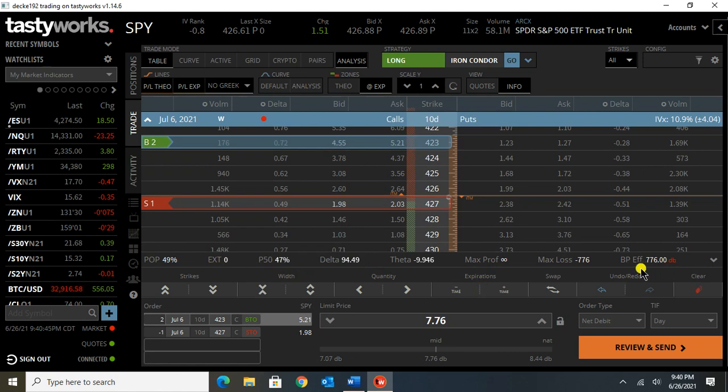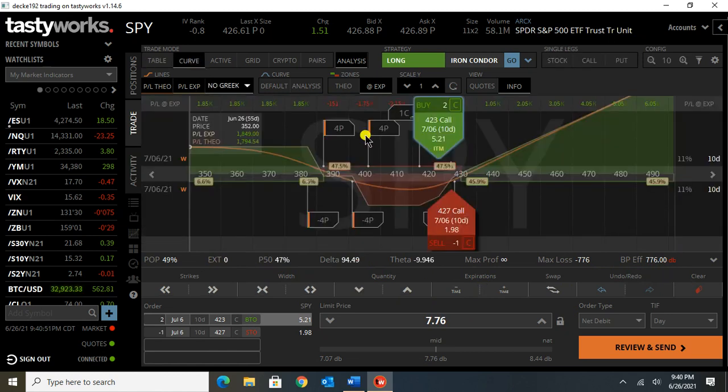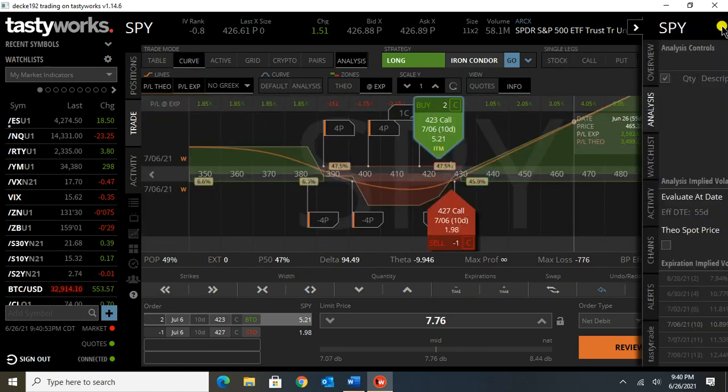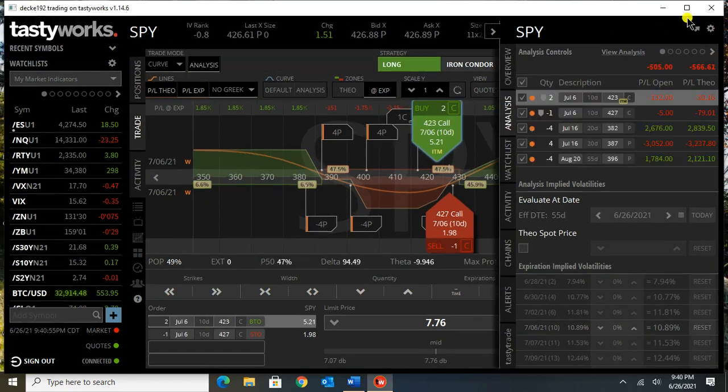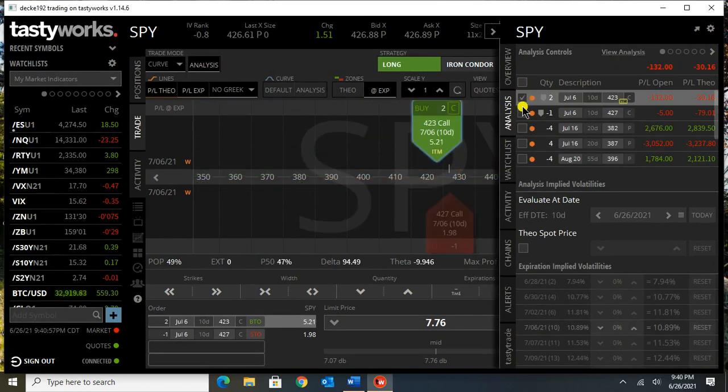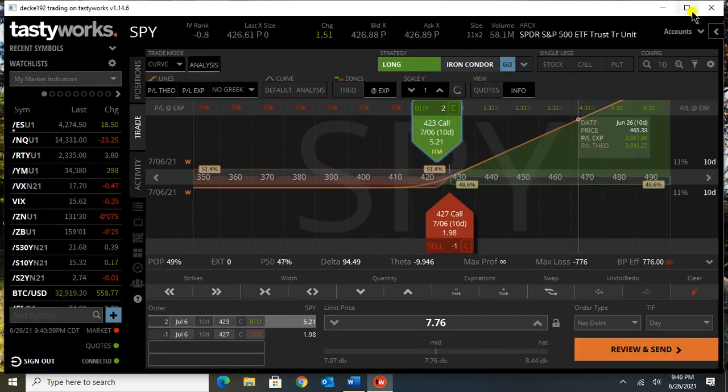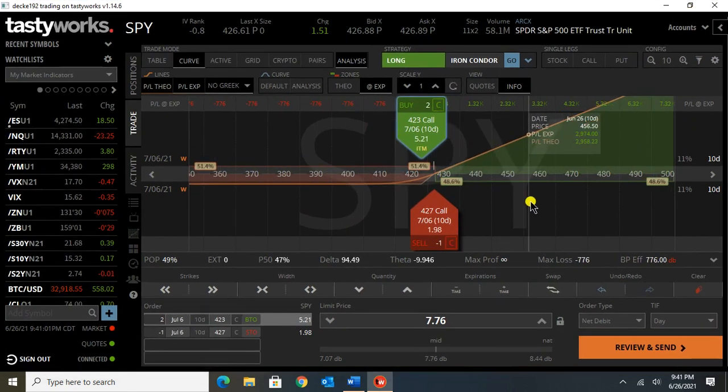So you can see that the buying power for this trade is 776. That's my max loss. We can go into the curve mode here, and if I turn off all my other trades, here's that zebra setup that I had before.